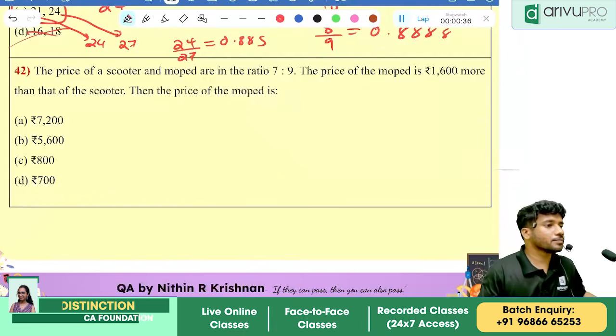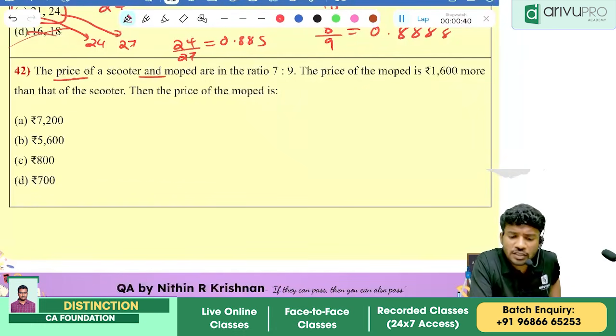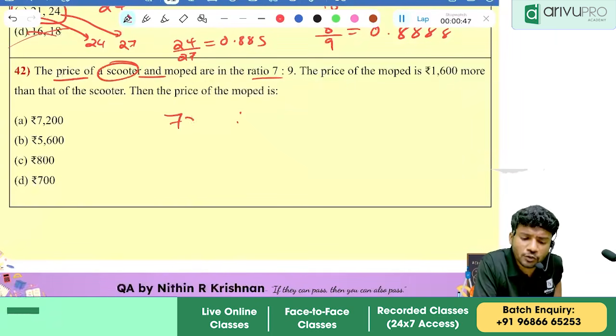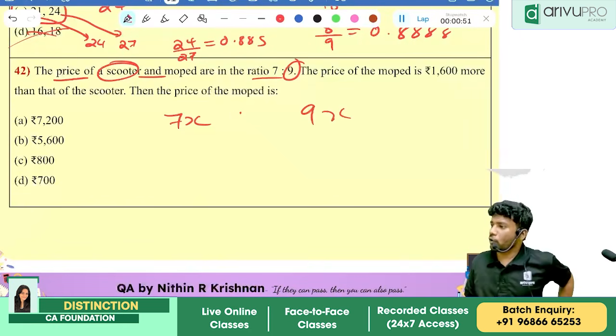Can I try, people? Look here. The price of the scooter and moped are in the ratio 7:9. Then you tell me, what is the price of the scooter? 7x. What is the price of the moped? 9x. Okay, that is clear.